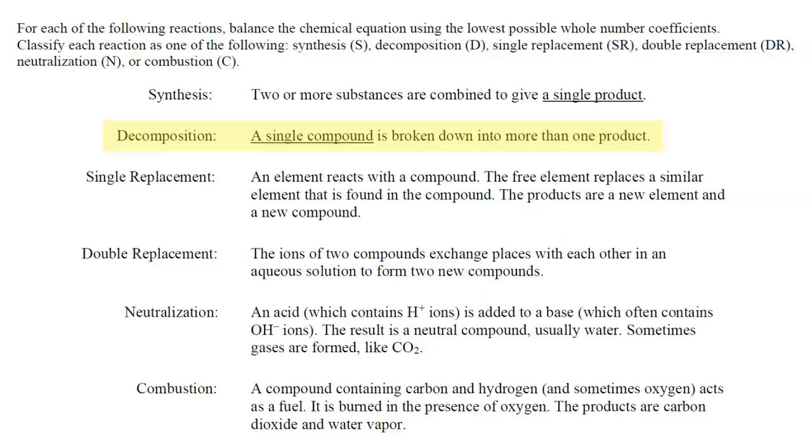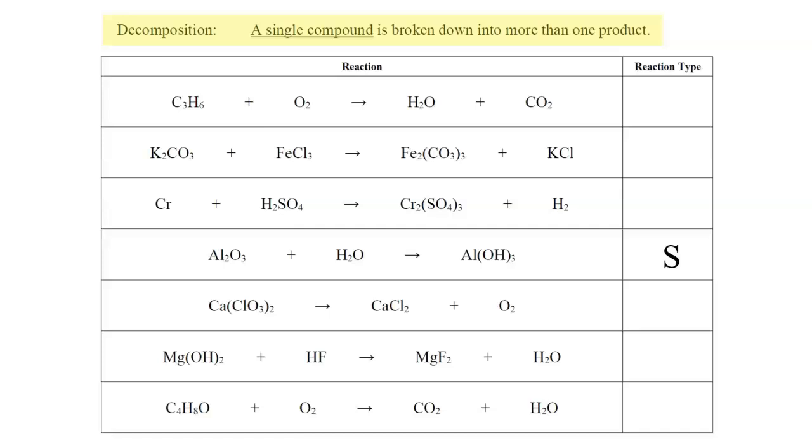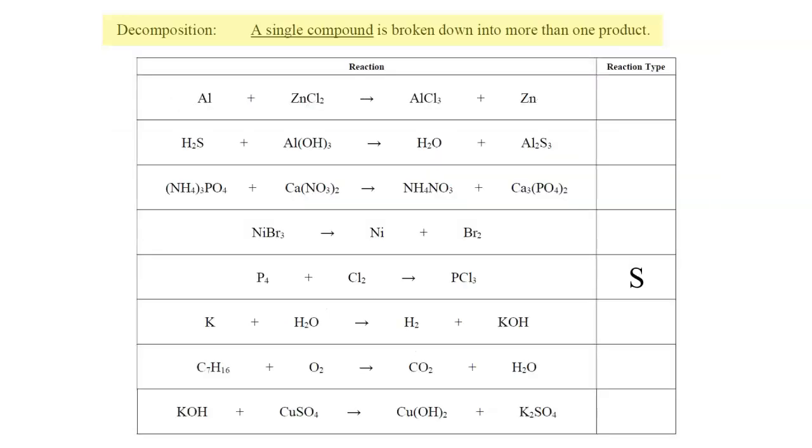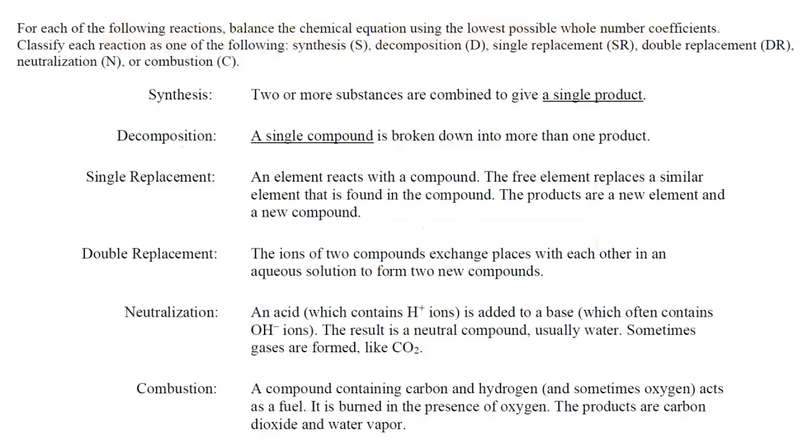So now we're looking for a chemical equation in which there is only one substance listed on the left side of the equation, on the reactants side of the equation. So this equation has only one substance on the reactant side of the equation. So we'll use the letter D to classify this reaction as a decomposition. And on this next slide, I can see a chemical equation with only one substance listed on the left side of the equation. So that would also be an example of a decomposition. So D for decomposition.